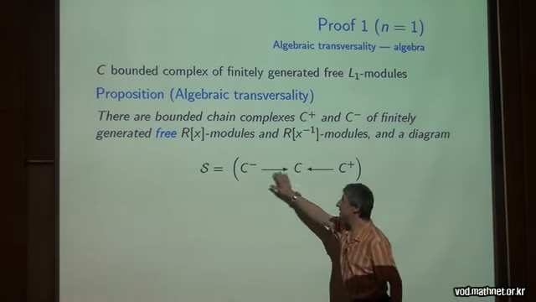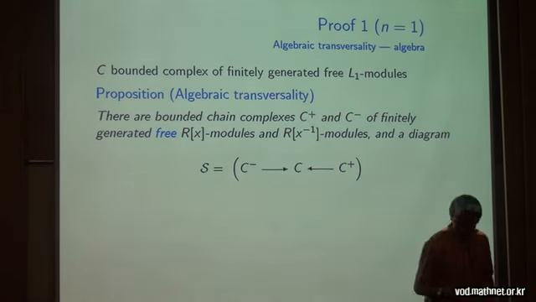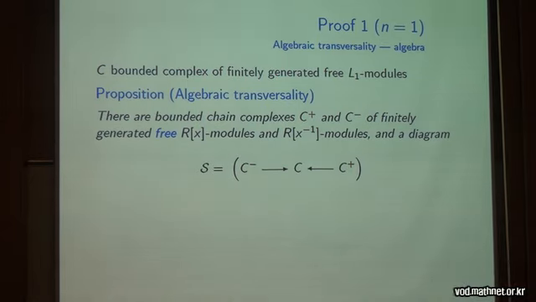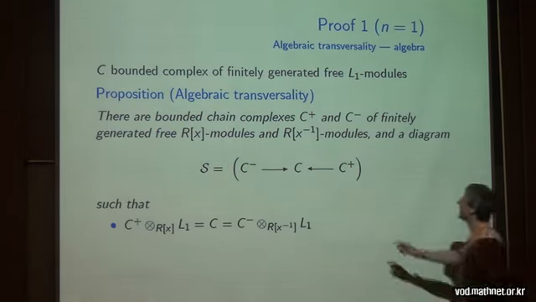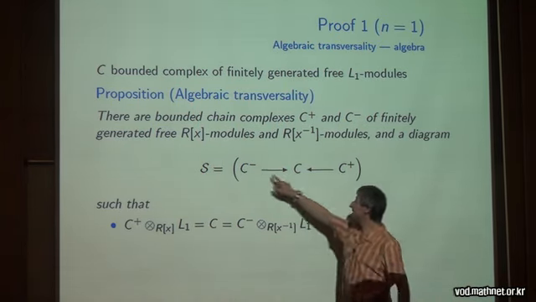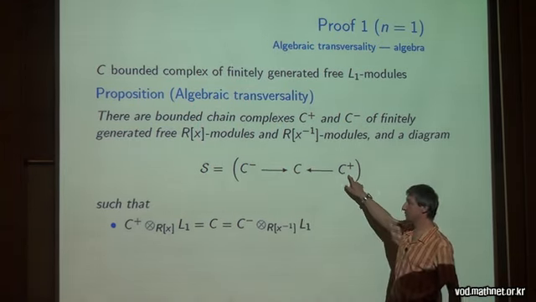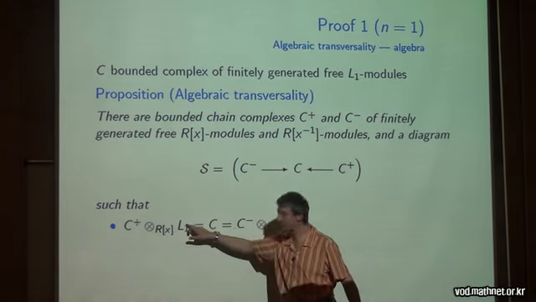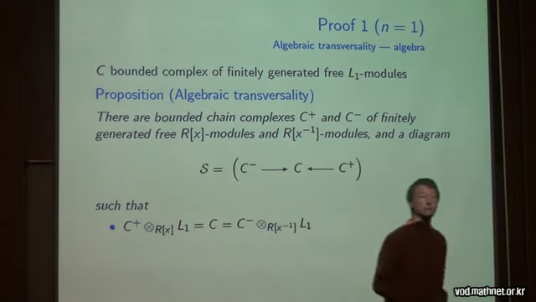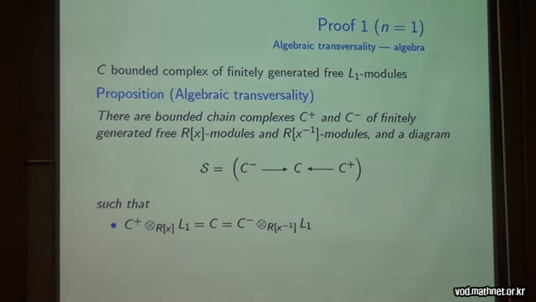The maps are as linear as possible, and that satisfies three conditions that might look a little bit mysterious at first. The first condition, kind of an isomorphism condition, tells you that you can actually reconstruct C from C minus and from C plus, right? So if you tensor C plus over R of X with the full Laurent polynomial ring, you get precisely what you had before, namely the C, and the same on the other side.